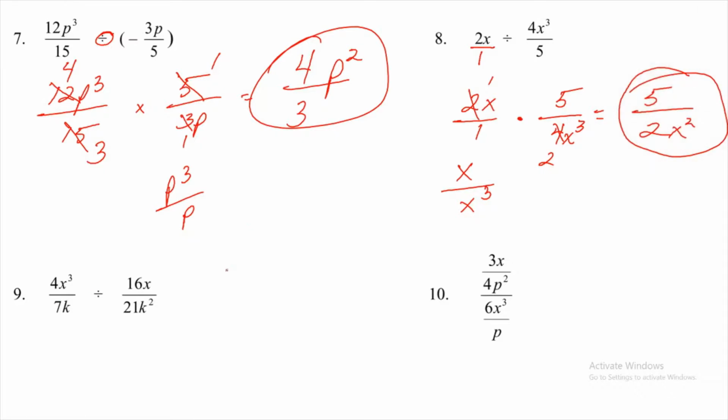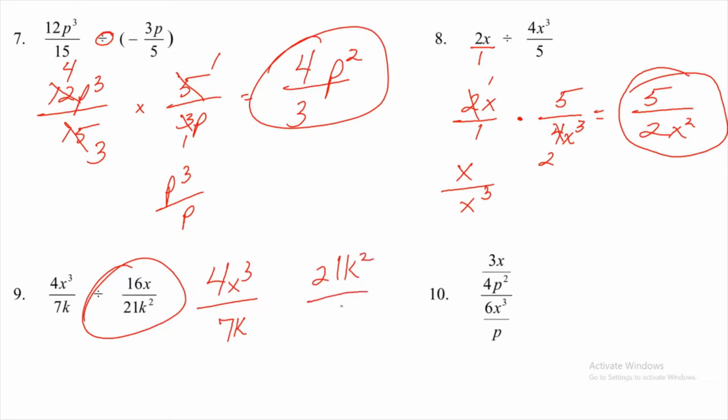Next one, 4 over x, or 4x to the third over 7k. And remember, dividing by a fraction is the same as multiplying by its reciprocal. So we flip it, and we change it to multiply. Okay, so here we go.